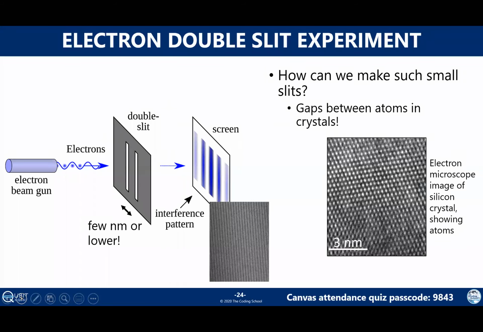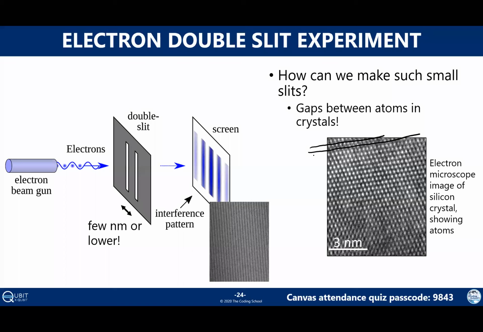So what we'll use for these slits is literally the gaps between atoms in a crystal. We use a crystal just because atoms are regularly spaced inside of a crystal. And so here you can see an electron microscope image of a crystal, and you can see how the atoms line up nicely. There are ways of doing experiments where these lines formed by the electrons are effectively your double slits.